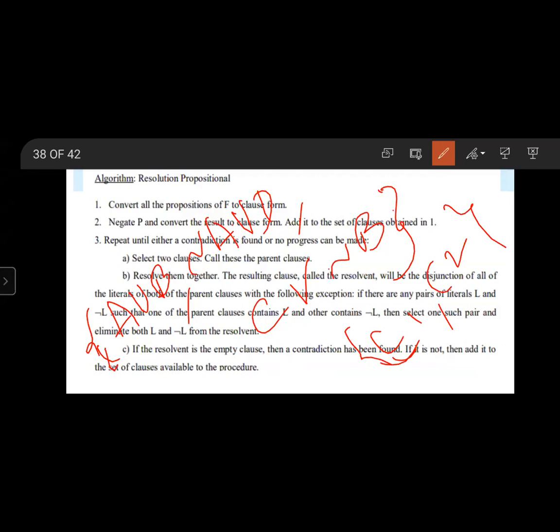If a contradiction or an empty clause is derived from a set S of clauses using resolution, then S is said to be unsatisfiable. Derivation of a contradiction for a set S by the resolution method is called a resolution refutation of S.